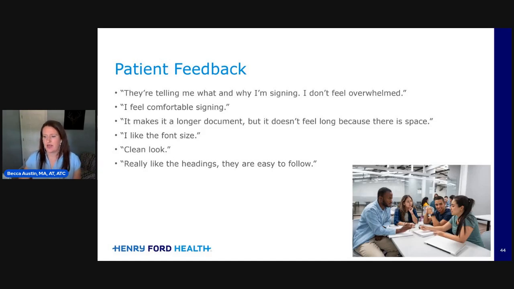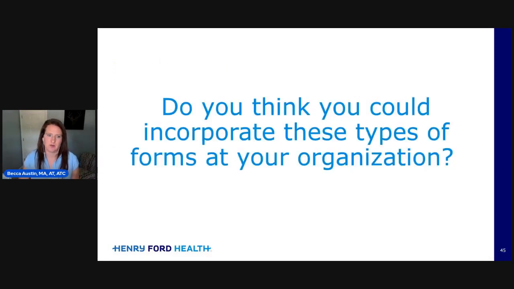And they also helped us, as we made some tweaks and modifications to our templates throughout. So I'll pause for one moment. Do you think you could incorporate these types of forms at your organization?